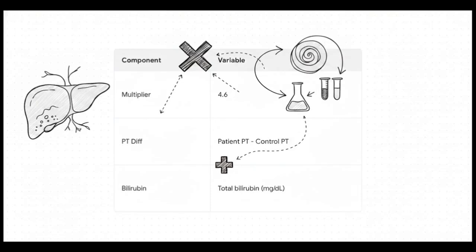Let's break down the formula piece by piece. I know it might look like a bit of scary math at first, but it's actually really straightforward once you see the components. You start with a constant multiplier of 4.6. You multiply that by the prothrombin time difference, which, by the way, is simply the patient's PT minus the control PT. Then, you just take that resulting number and add the patient's total bilirubin in milligrams per deciliter. That's it, 4.6 times the PT difference plus the total bilirubin.